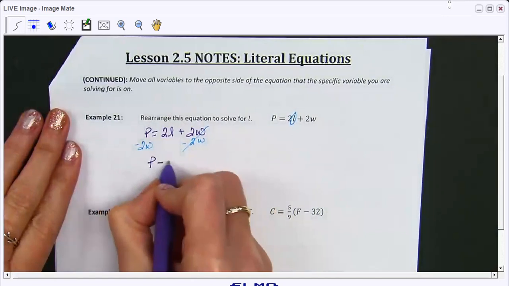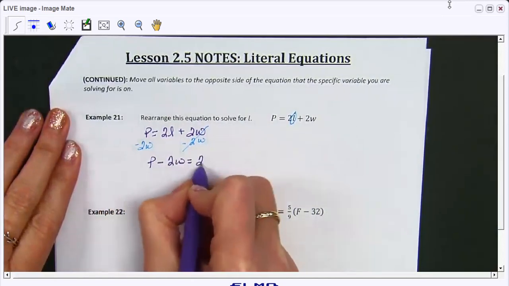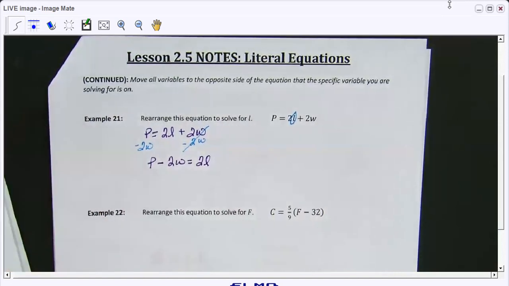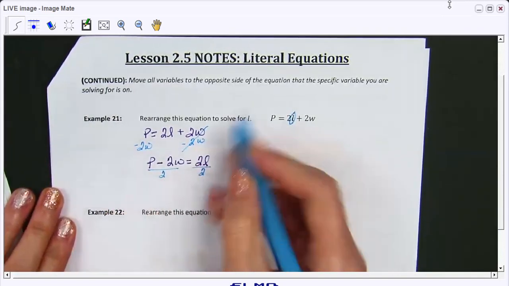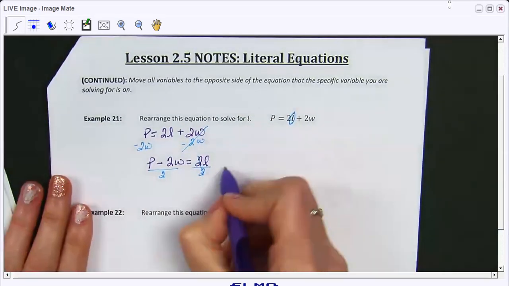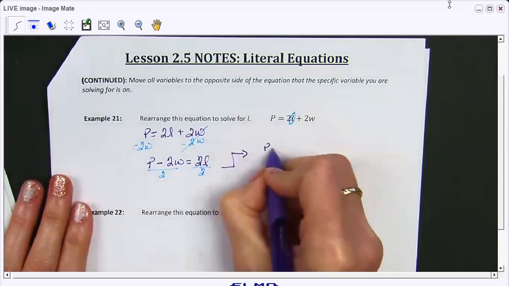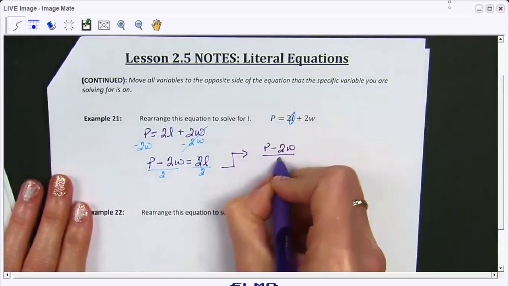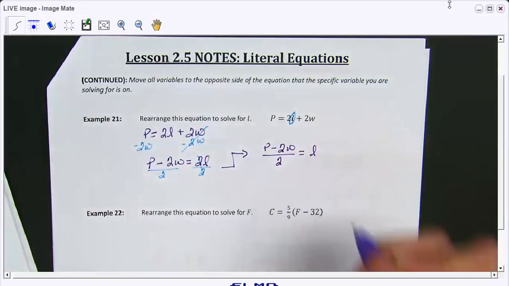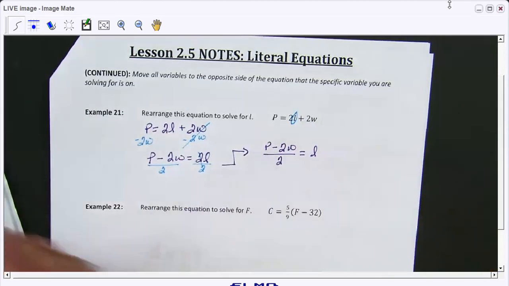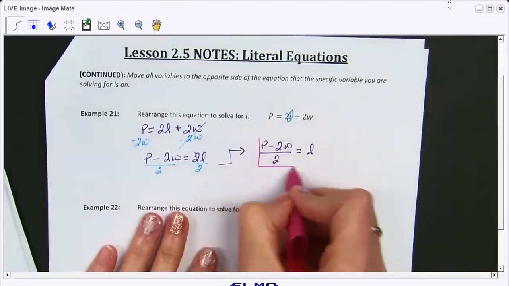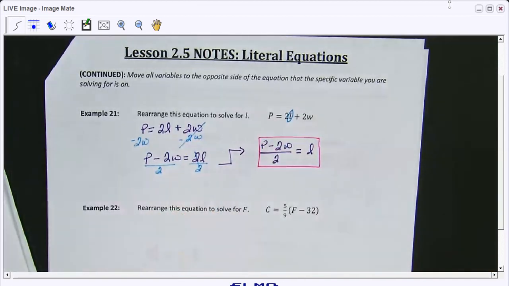And we end up with P minus 2W equals 2L. And then we divide by 2. P minus 2W over 2 equals L. Now, some people might simplify this a little bit, but for right now, let's just keep it like this.